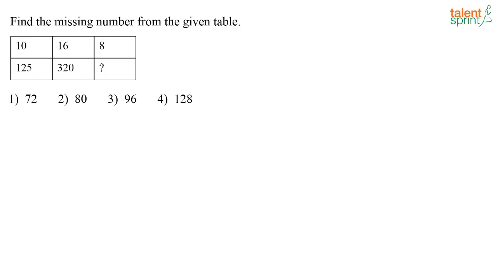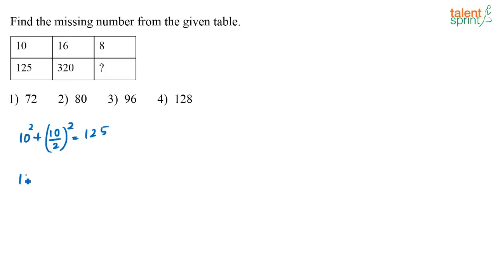Next, find the missing number from the given table. 10, 16, 8, 125, 320, dash. Yes, what's the answer here? See, how do you get 125 from 10? It is nothing but 10 squared plus 10 by 2 the whole square, which is equal to 125.